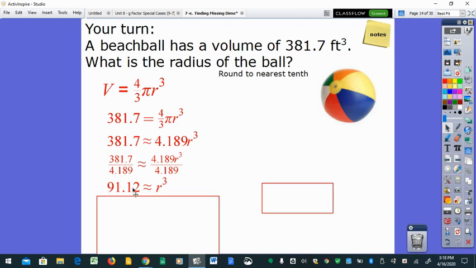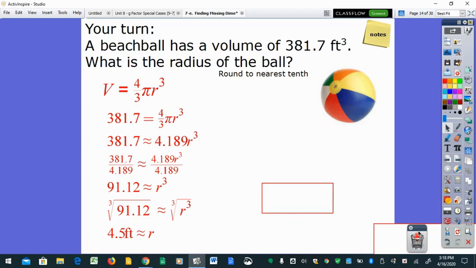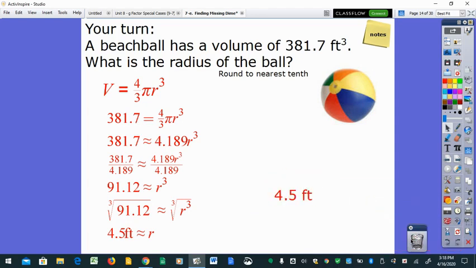So I need to take the third root of 91.12. What number times itself three times again gives me about 91.12? And when you take the cube root of 91.12, it's about 4.5. So the radius, and they did want the radius, of the beach ball is about 4.5 feet. I'm just holding for a second. If you want to pause, take a look at that, check it in your calculator. That is how we find the missing radius of a sphere.